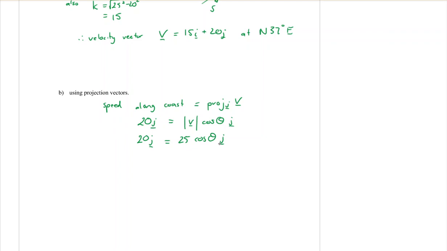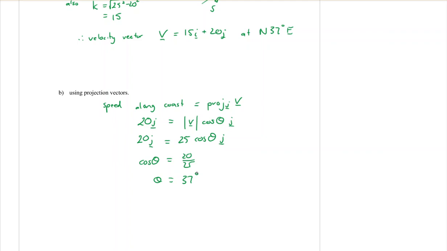So the vector j's, as Ben indicated, we can get rid of those, and we're just going to be using the scalar part of those formulas to get the cos theta by itself, which would be 20 over 25, and we're back to the same part we had at the beginning of the last question. Inverse cos that, and we get our 37 degrees again. 36.86, to the nearest degree. So using projections can help us find that angle as well.